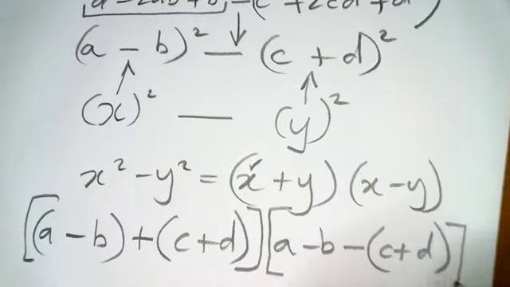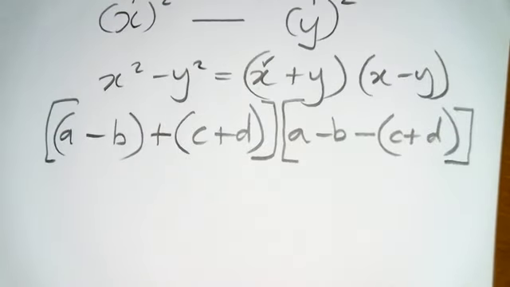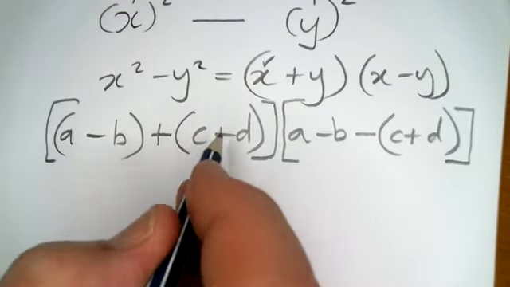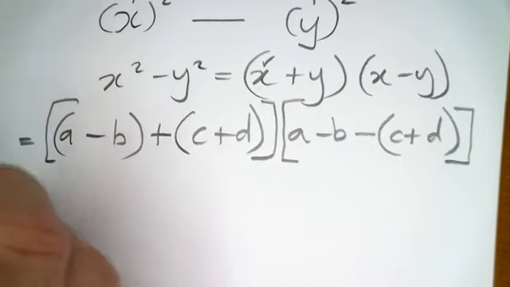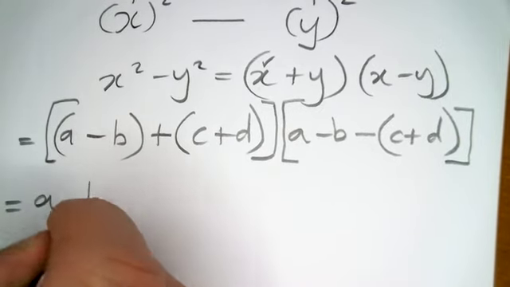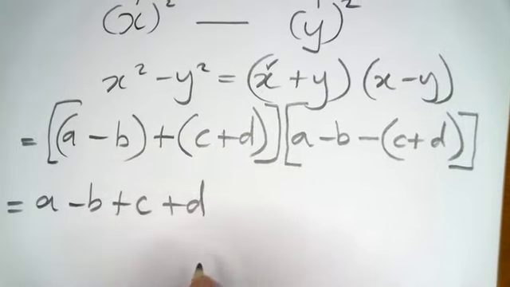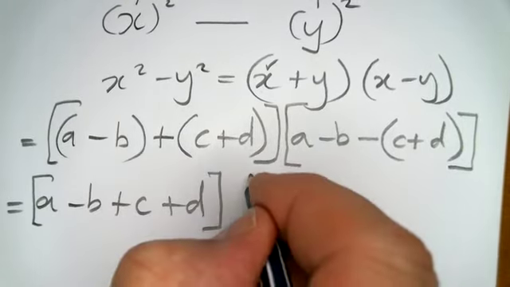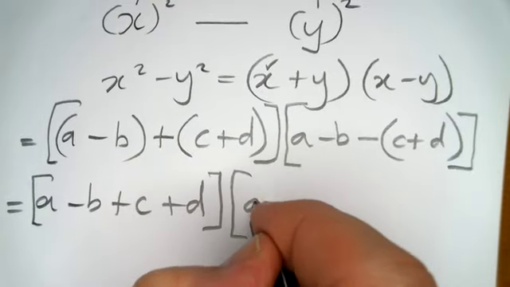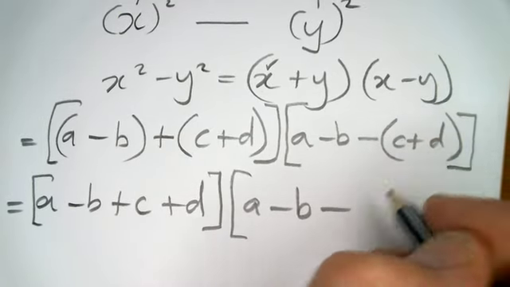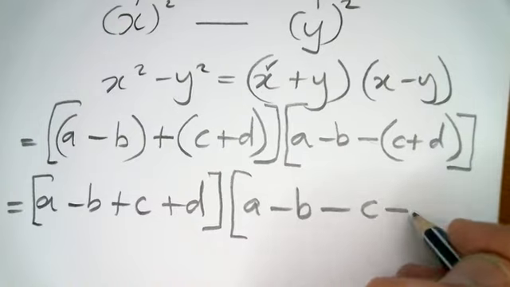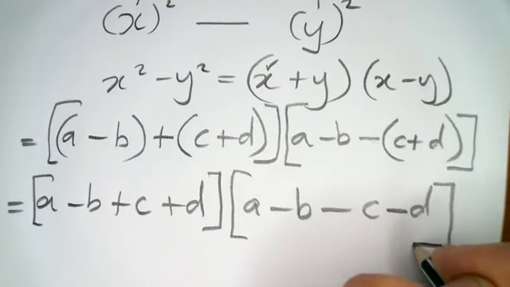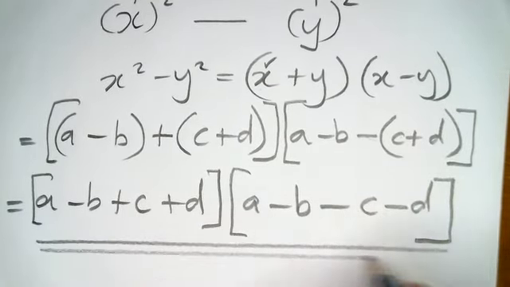Nice. Okay. So what do we end up with? We've got a minus b plus c plus d. So that equals (a - b + c + d), all times, we've got square brackets here, (a - b - c - d). And that is my solution.